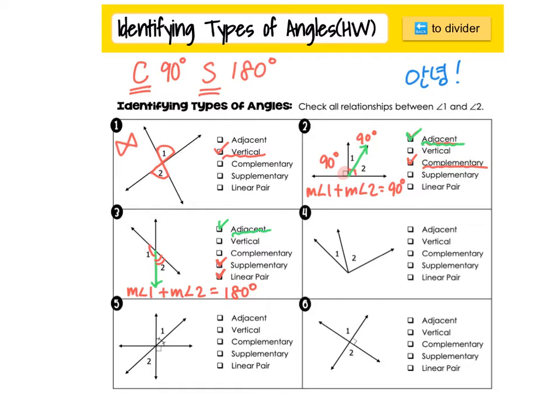Number 4. So number 4, we cannot figure out anything about the measurement. All we can say is that angle 1 and angle 2 are sharing the middle common side. That means it's adjacent angles. All right, let's move on to number 5.